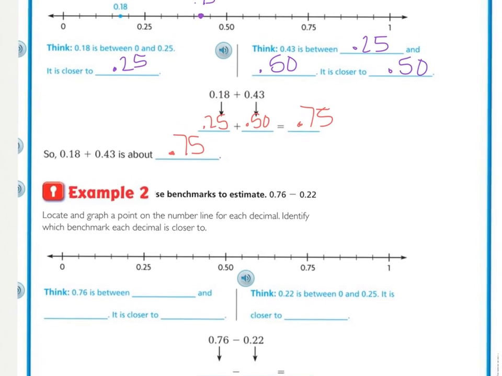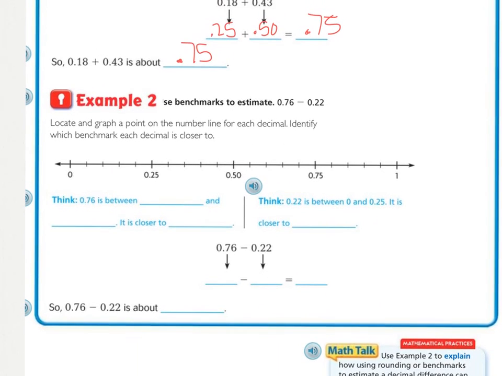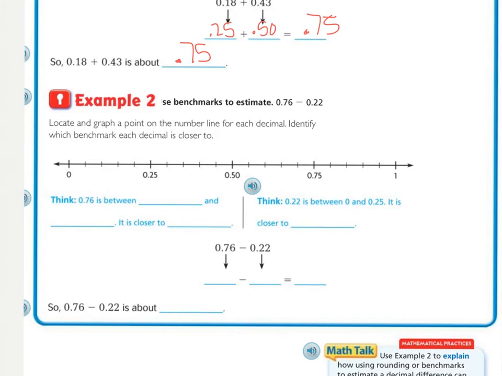So let's look at example 2. This time it's subtraction, but it's the same idea. 76 hundredths is closest to which benchmark number? We start by determining which ones it's between. Well, 76 is greater than 75, so it's between 75 hundredths, and the next benchmark is 1, but 76 is just past 75. So benchmark-wise, it is closer to 75 hundredths.